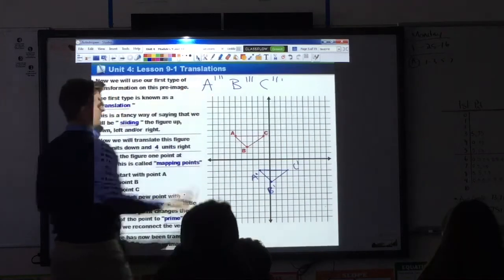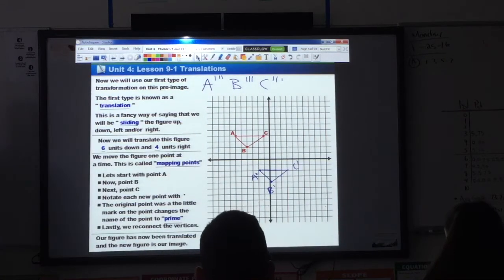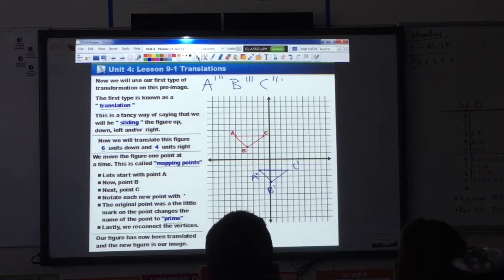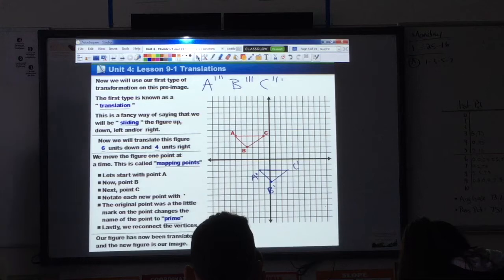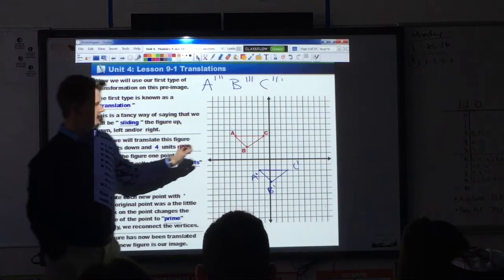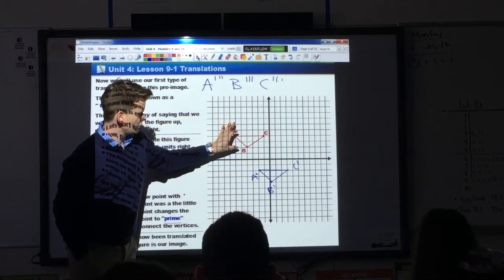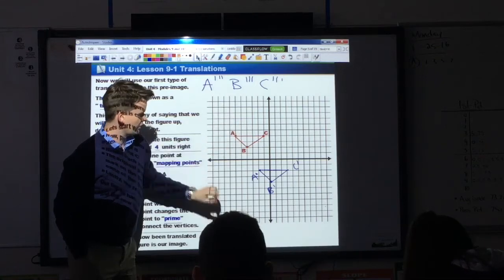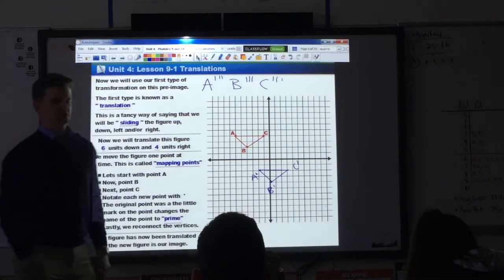And we should note the following. In a translation, only the position of the figure will ever change. We will never change the orientation. We will never change the size. So looking here, I had a triangle when I started. It was orientated this specific way, and all I did was change its position.